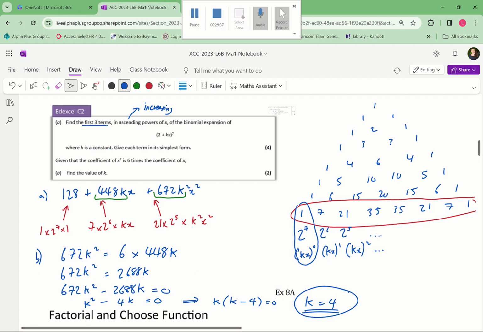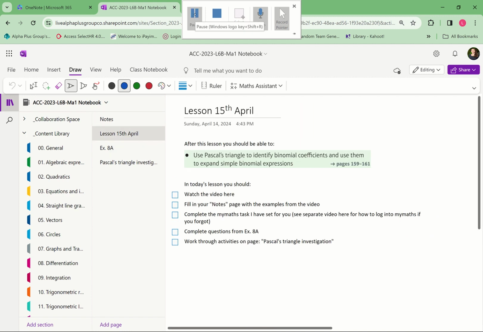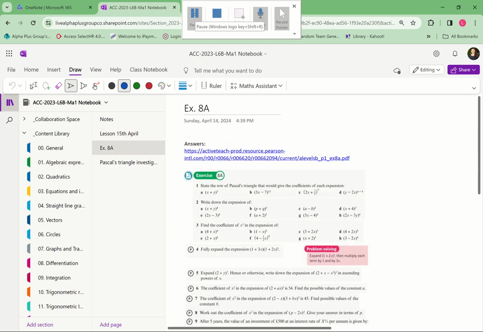Okay, so on to practice now. So in your binomial expansion section in OneNote, you've of course got our lesson instructions, and in the lesson instructions I've asked you to now go to the My Maths task I've set for you, just to check your basic understanding of what we've just covered. So there's a separate video on how to log into My Maths if you need it. And then it will be practicing from exercise 8A.